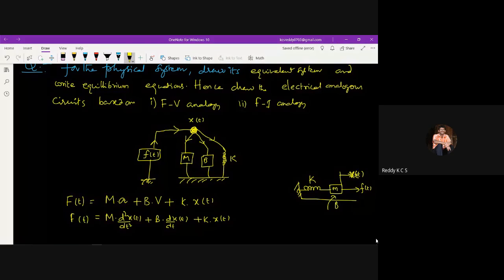So this is what we can say is the equilibrium. The input force applied is equal to the output, which undergoes motion in the three elements. So the applied force is equal to the sum of the forces causing the motion or displacement in these three elements. All these three should be written as what you can call the equilibrium equation.